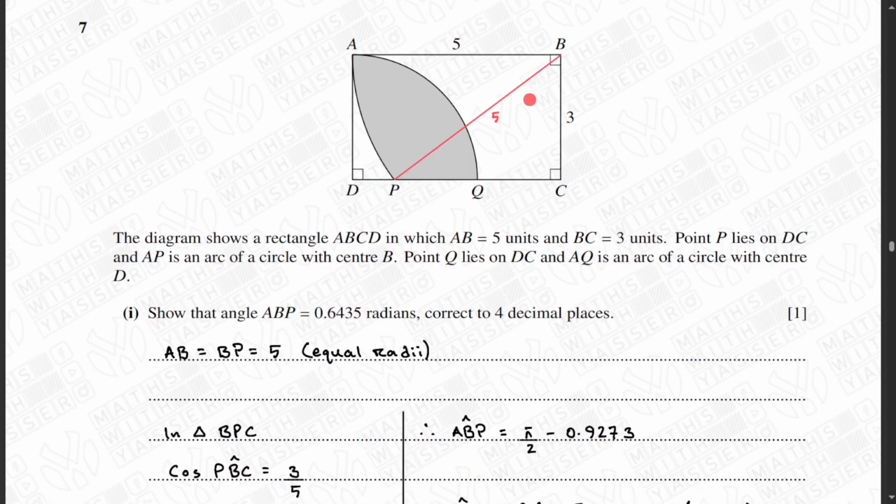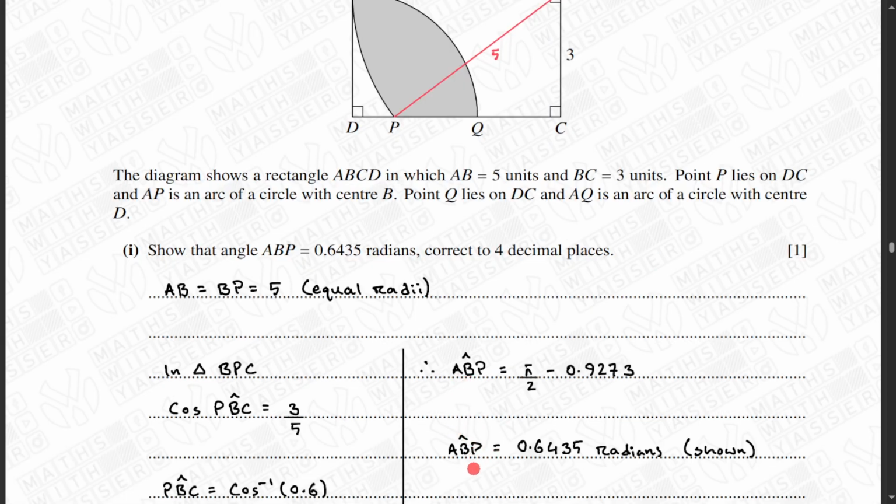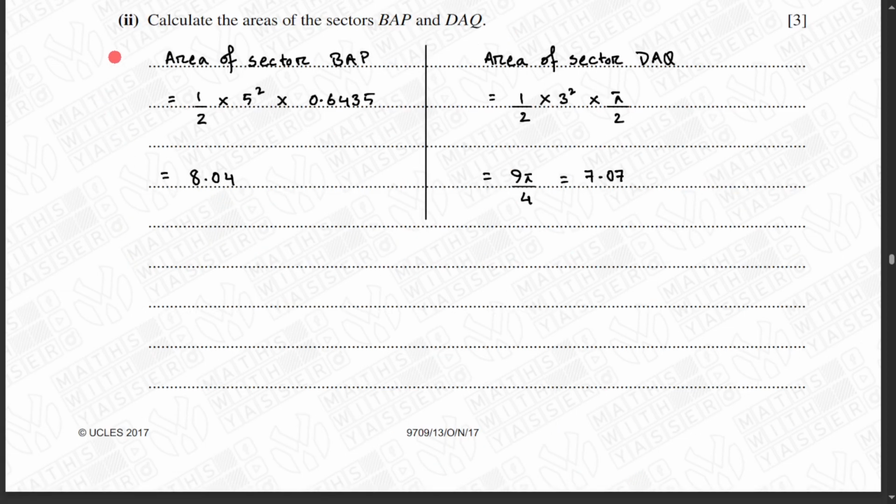So we managed to find angle PBC, which is this angle. The required angle is ABP. This is what we need to find. Since this is a right angle, which is pi by 2 in radians, we can take away the angle PBC from the right angle and we will be left with the angle ABP. ABP must be pi by 2 minus 0.9273, which is 0.6435 radians.